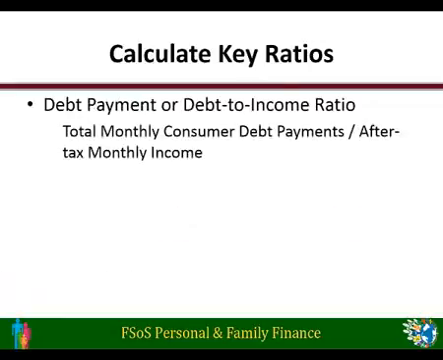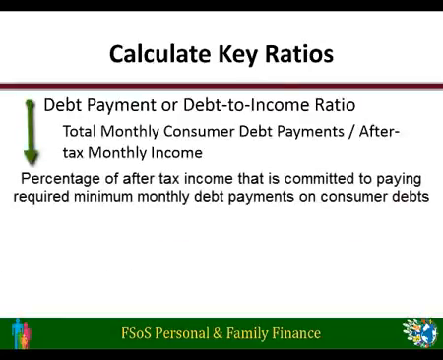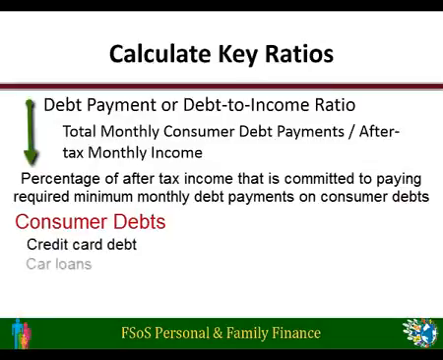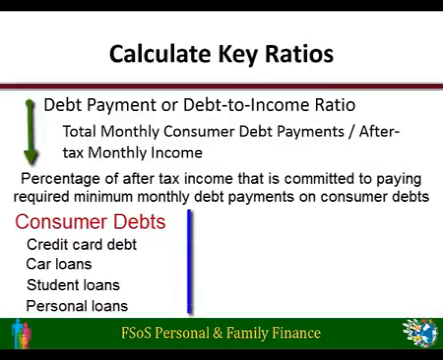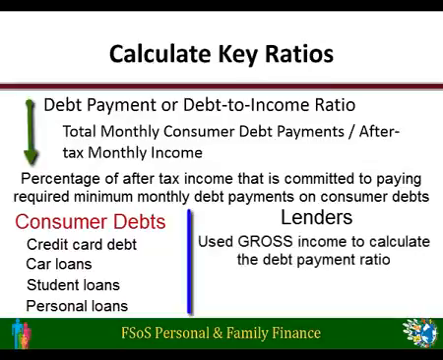Debt payment or debt-to-income ratio is the percentage of after-tax income that is committed to paying required minimum monthly debt payments on consumer debt. Consumer debt does not include housing costs or mortgage debt. What is included is credit card debt, car loans, student loans, and personal loans. This ratio is often used by lenders who want to see if you're able to take on any more debt at your current income. However, it should be noted that when lenders use this, they often use the gross income in the denominator.